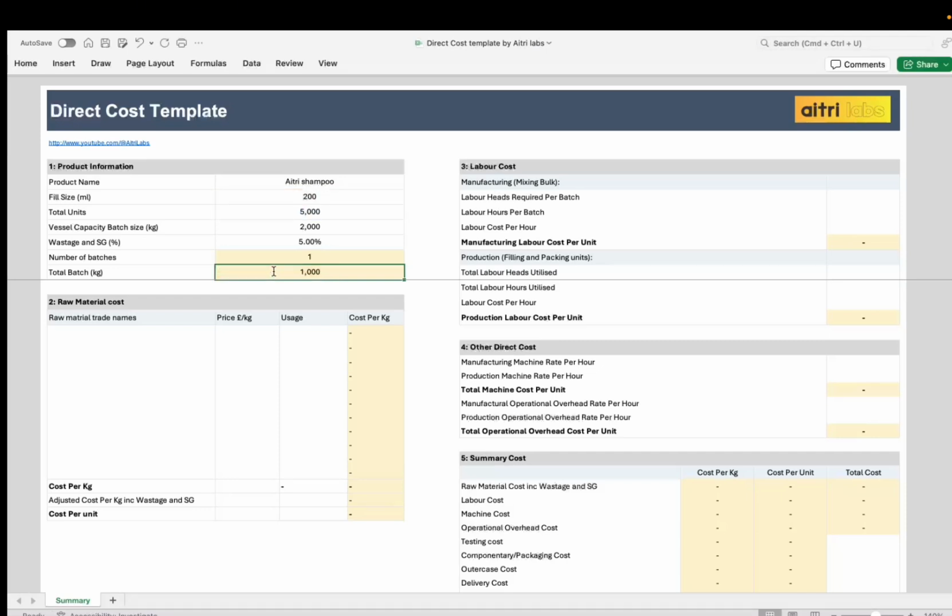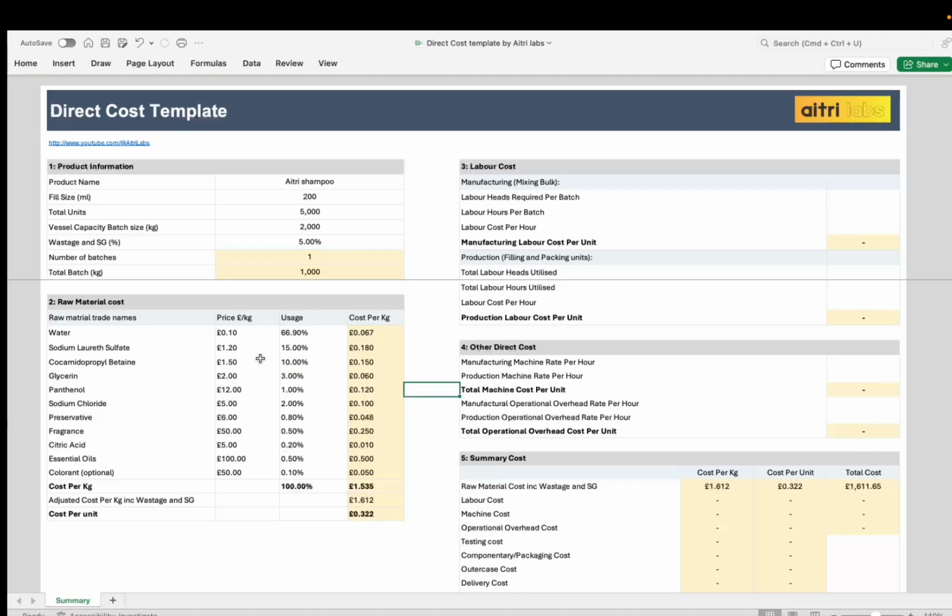Step 2, raw material cost. Right, I've entered all my raw material product information, so that's all the raw material trade names, the price per kilo of every single raw material, the usage breakdown from the formulation sheet, and then the template calculates the cost per kilo for every single raw material. And at the bottom, it tallies the total cost per kilo. Next, we will apply the wastage and SG allowance of 5%, which gives you that figure there. And then finally, it breaks it down into your cost per unit based on the number of units you're making, and that's that figure. And then next, we go on to step 3.